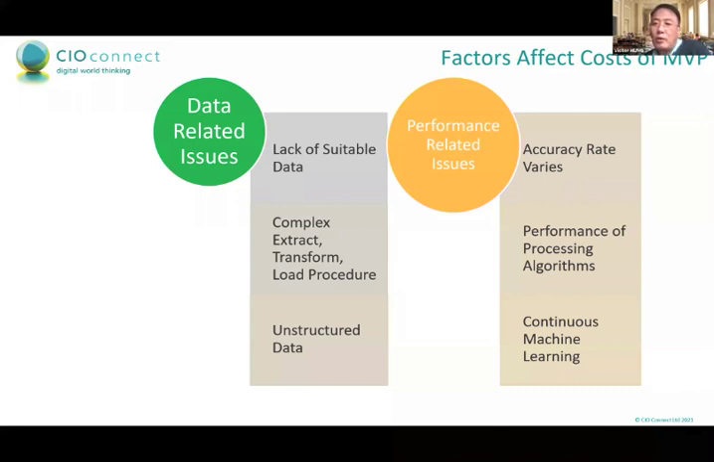And also whether you want the machine to continue learning, not only learn in the first stage. After it learns, you release it and apply it to your problem. Usually, if you need the machine to continue reprocessing new data to learn in a new development, then this kind of cost is not small. And there are also a lot of costs related to data: whether there is suitable data, whether the data needs transformation and complex extraction, and whether the data is structured or unstructured.